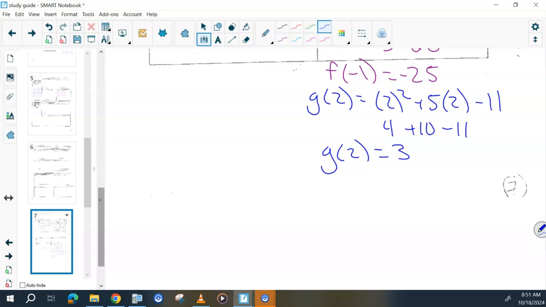Then the last part, it wants us to add those two together. So if I add negative 25 and 3, what would f of negative 1 plus g of 2 be? Negative 22.